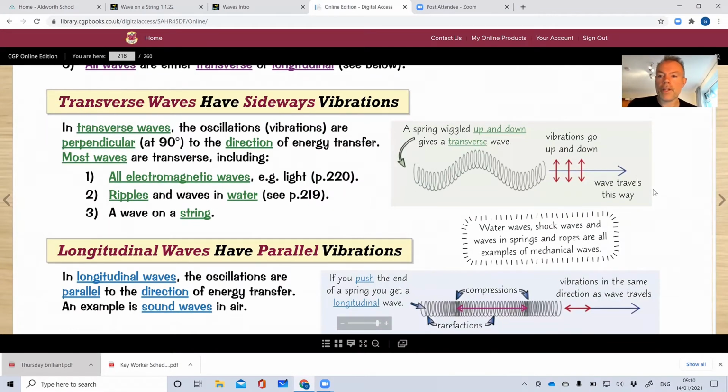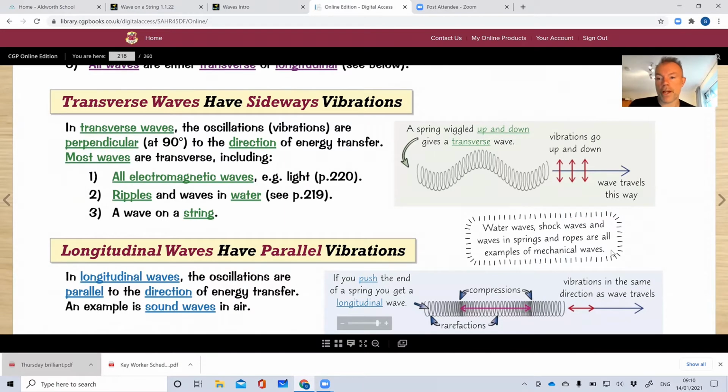Now, there are 2 different sorts of wave that you can have. One is called transverse, and one is called longitudinal. And you have to be able to really clearly say what a transverse wave is and what a longitudinal wave is. And it can be quite a mouthful. The best way of doing it is talking about the particles in the wave. Okay, what direction is the wave going in, and what direction are the particles going in?